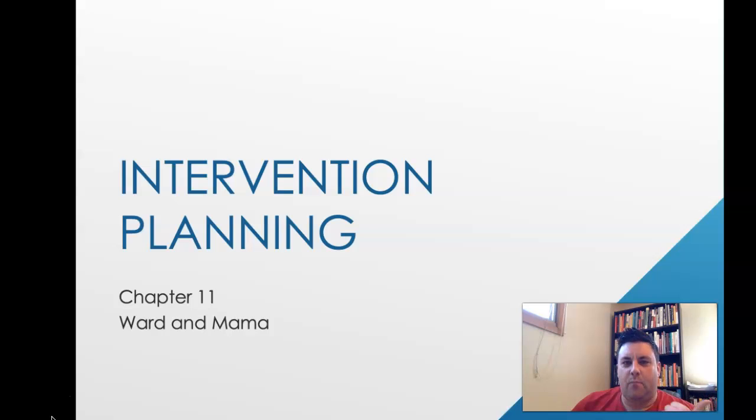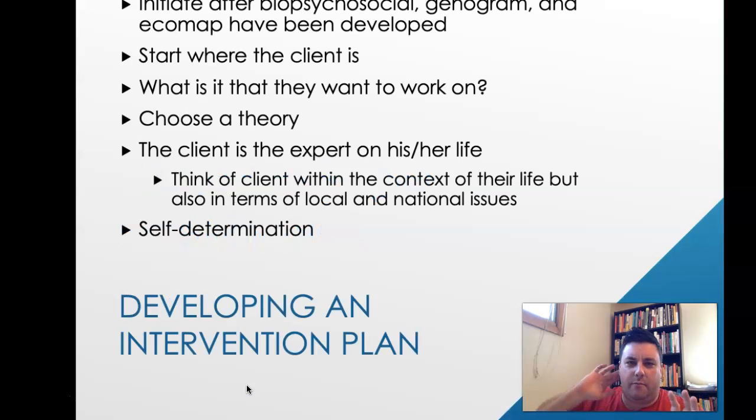The generalist intervention model is this: first you engage, then you assess, then you intervene, then you evaluate, then you terminate, then you follow up. You can apply that model to any kind of work with any kind of client population in just about any context. It's engage, assess, intervene, evaluate, terminate, follow up. Today we're going to be talking about that middle step, which is intervention. The nice thing about the way Ward and Mama do this is they give you a broad overview.